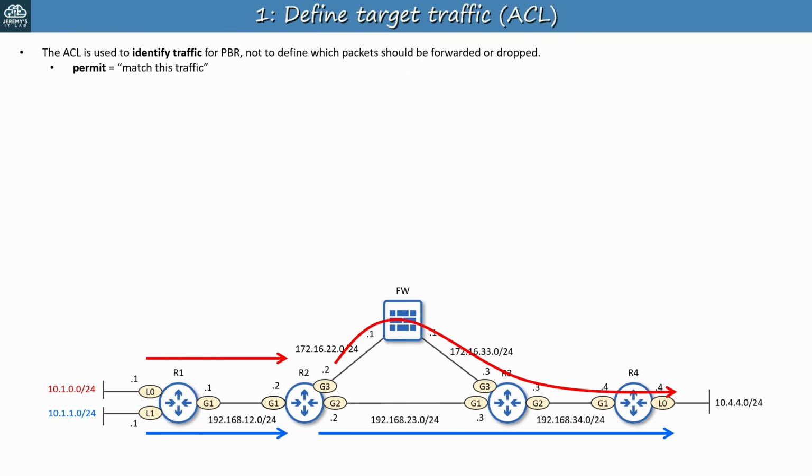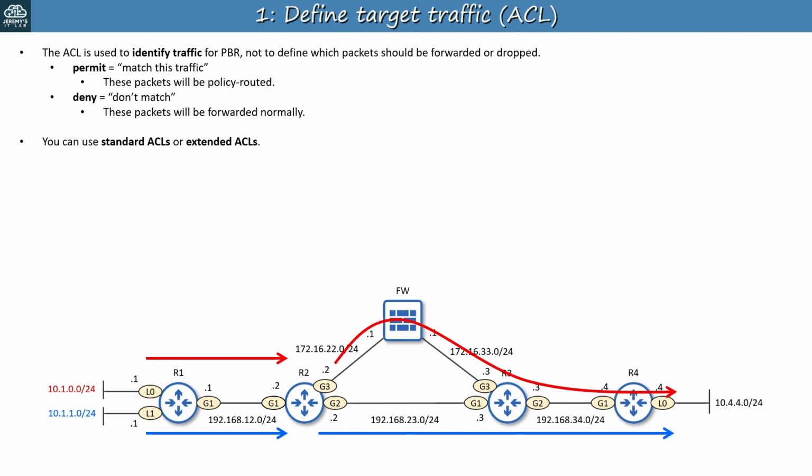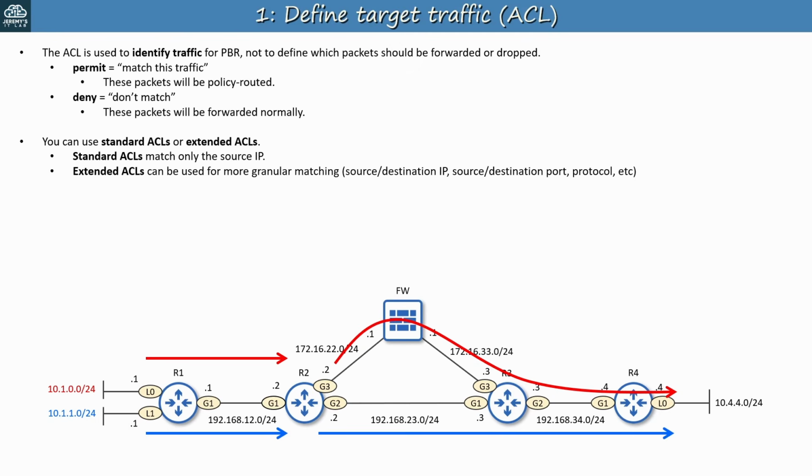In PBR, a permit statement in the ACL means match this traffic. In other words, these packets will be policy routed once our PBR configuration is done. And a deny statement means don't match. These packets will be forwarded normally using the routing table, not dropped. You can use standard ACLs or extended ACLs for PBR. As you know, standard ACLs match only the source IP, whereas extended ACLs can be used for more granular matching, based on source and destination IPs, source and destination port numbers, protocol, etc.